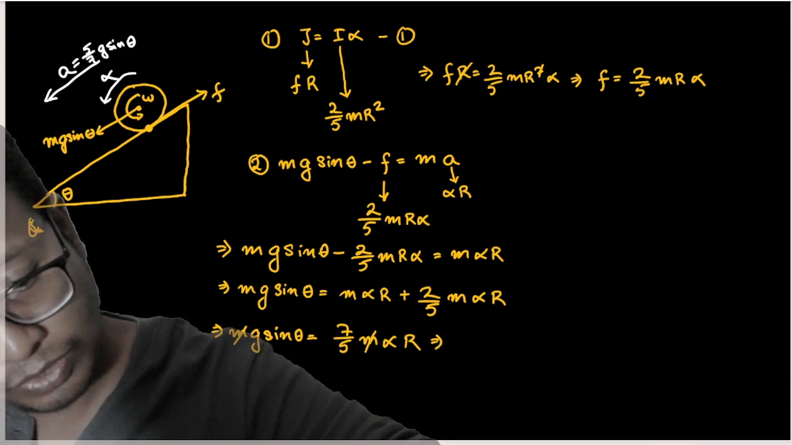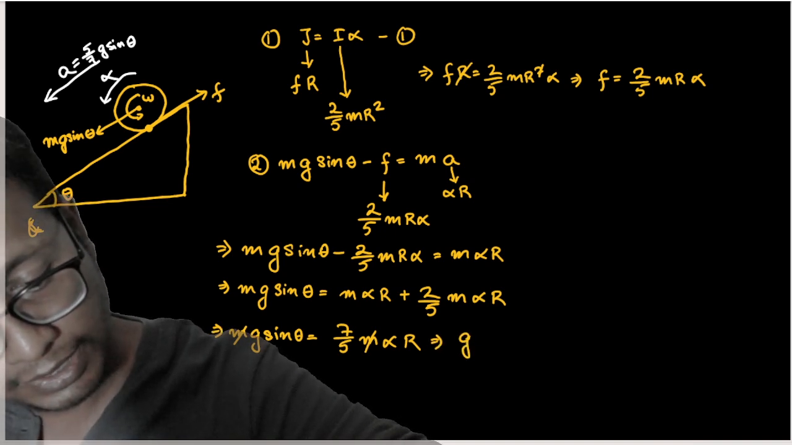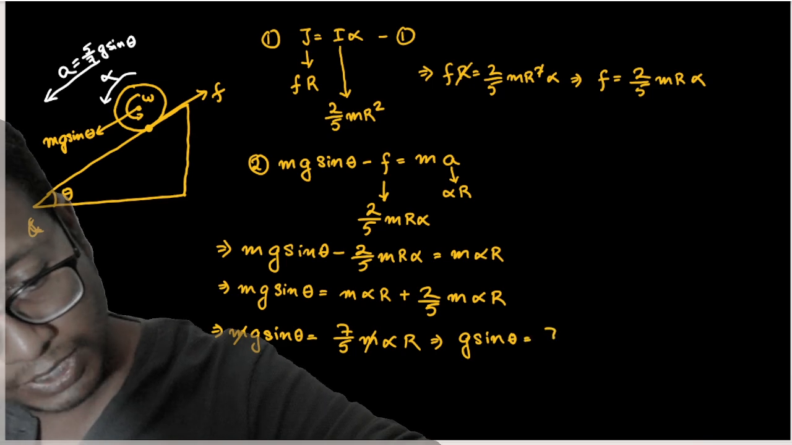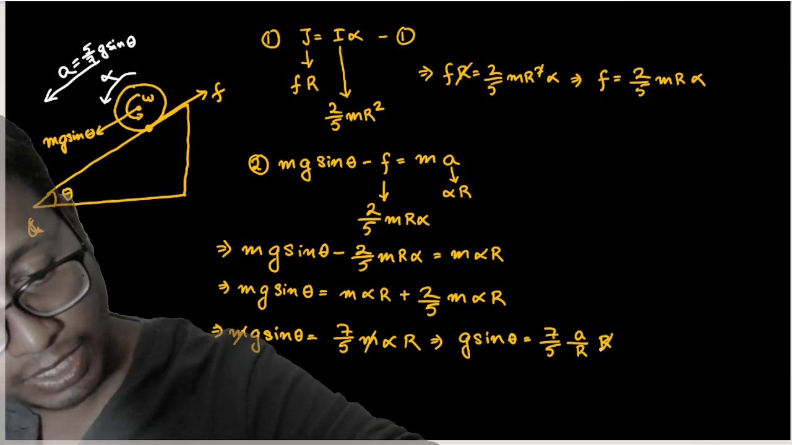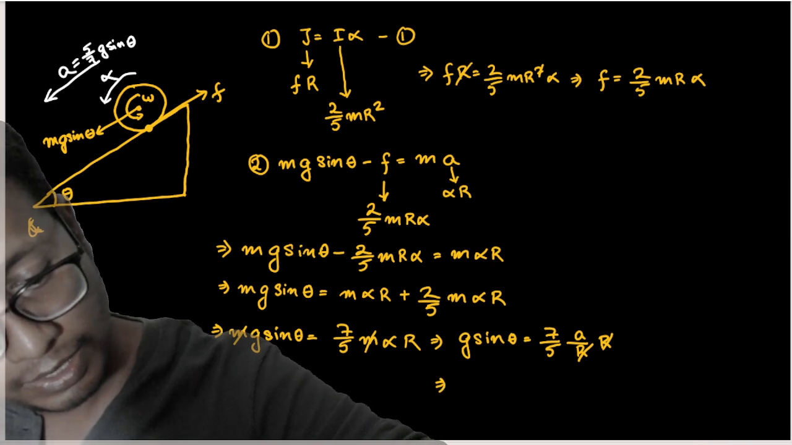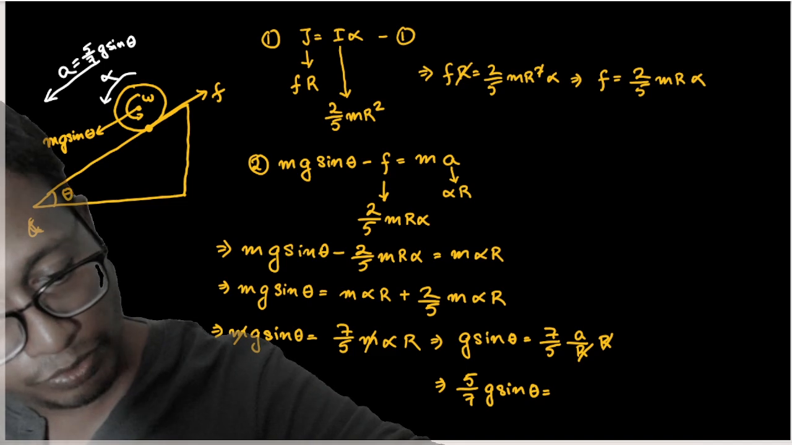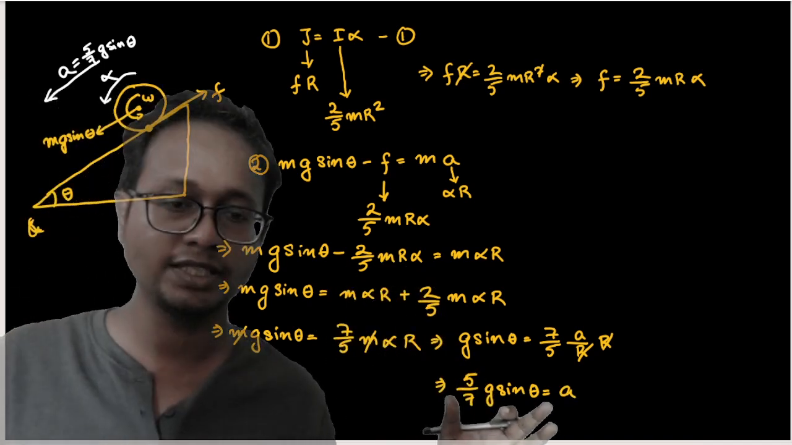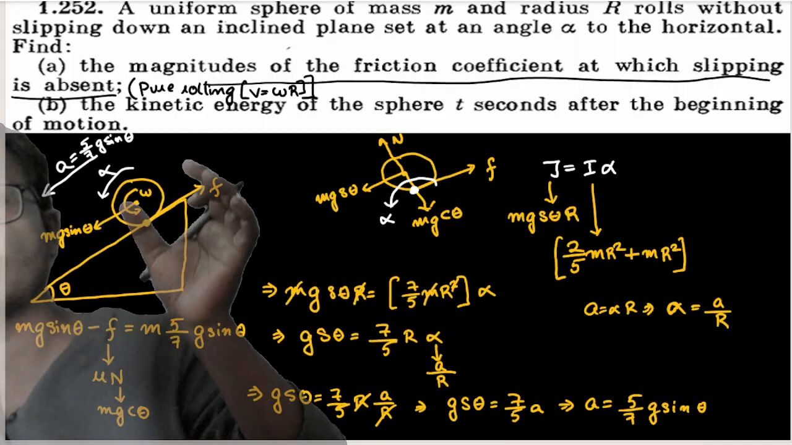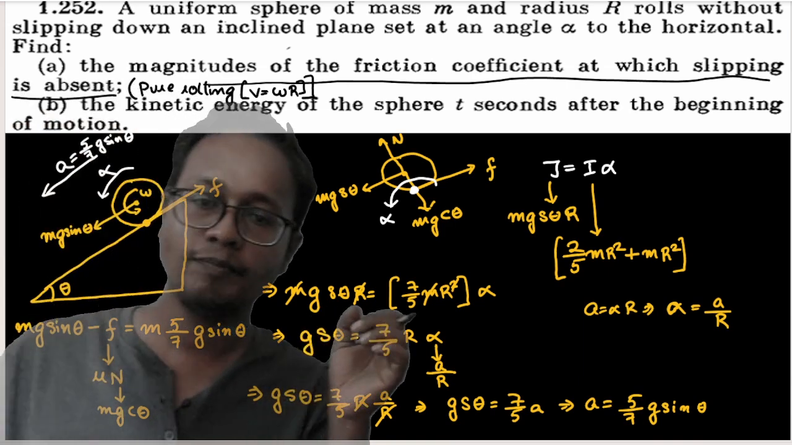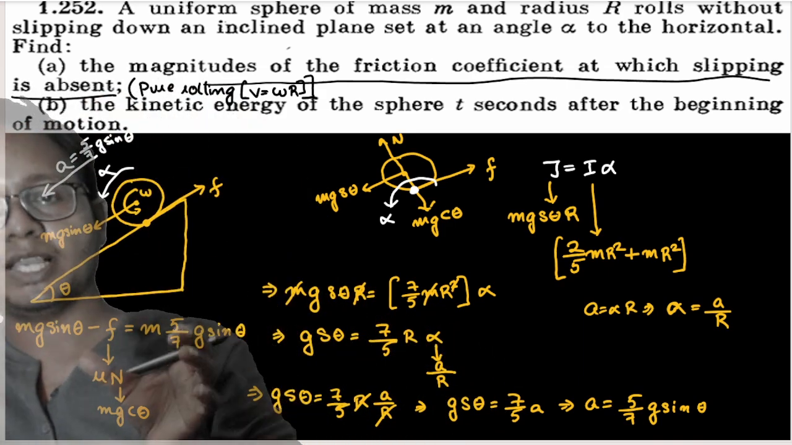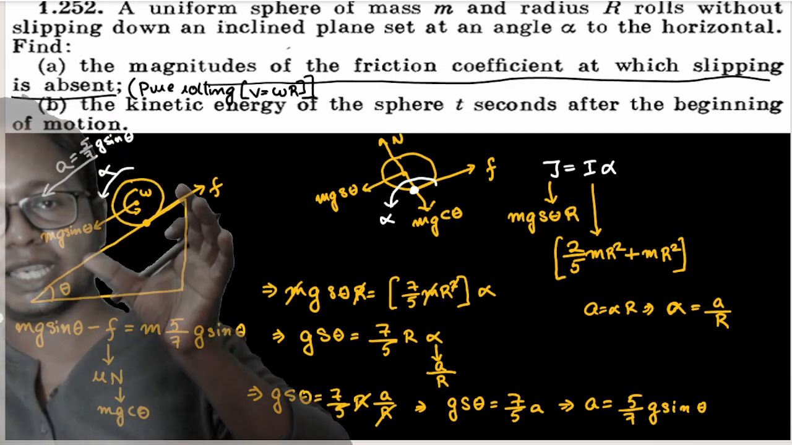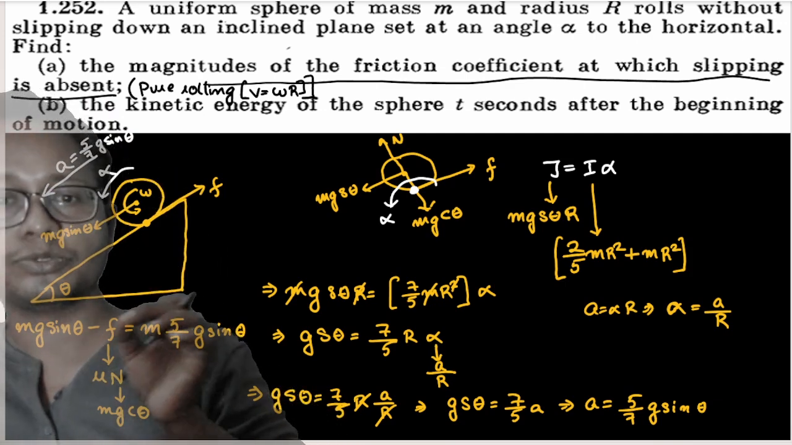So g sin theta is equal to 7 by 5 into alpha, and alpha is nothing but a by r in case of pure rolling, into r. Or 5 by 7 g sin theta is equal to a, or linear acceleration is equal to 5 by 7 g sin theta. See, it is the same thing that I obtained out here, 5 by 7 g sin theta. Okay, and the remaining process is the same. You obtain the linear acceleration, then you apply the limiting value. That means you apply linear mechanics at limiting value. This will just start to slide, isn't it?